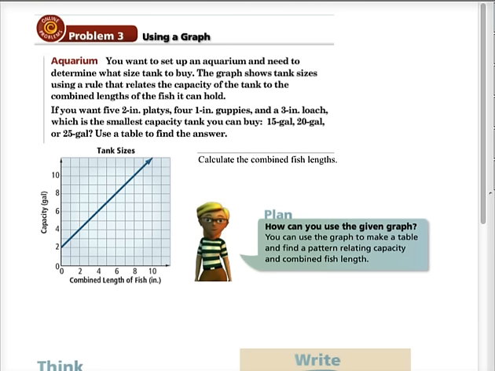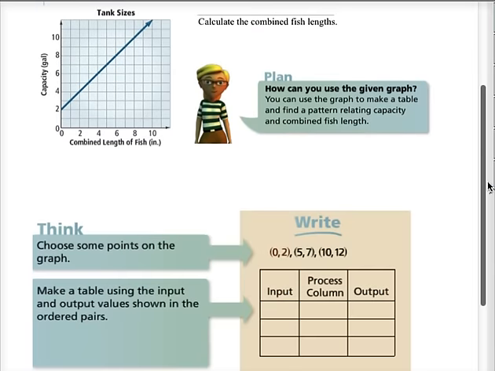All right, so you want to set up an aquarium and need to determine what size of tank to buy. The graph shows tank sizes using a rule that relates the capacity of the tank to the combined lengths of the fish it can hold. If you want 5 2-inch platies, 4 1-inch guppies, and a 3-inch loach, what is the smallest capacity tank you can buy? 15-gallon, 20-gallon, or 25-gallon? And it wants us to use the table to find the answer. So here's tank sizes, all right?